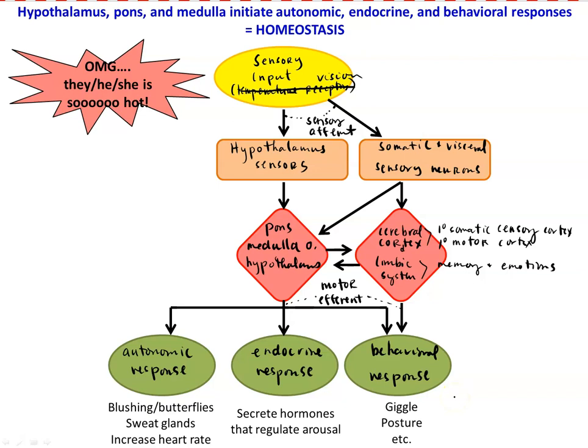But anyway, hypothalamus, pons, medulla oblongata will go ahead and initiate autonomic, endocrine, and behavioral responses so that we can maintain homeostasis.